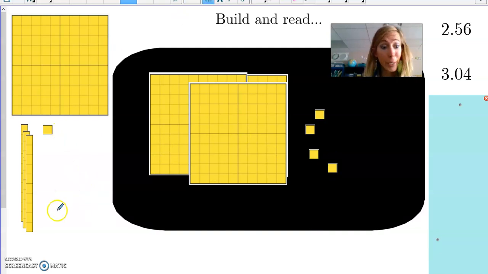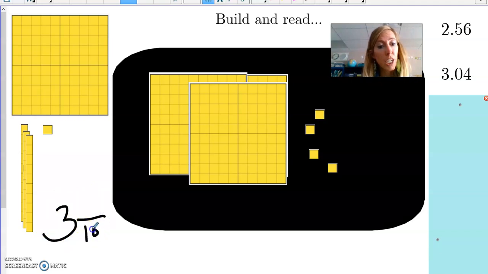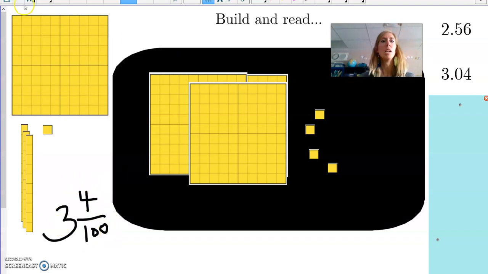If you don't, let's do it now. I have 3. And are those tenths? No, those are hundredths. How many of them? 4. And there we have it. 3 and 4 hundredths. All right, good work. We are now working fractions and decimals. Oh, yeah.